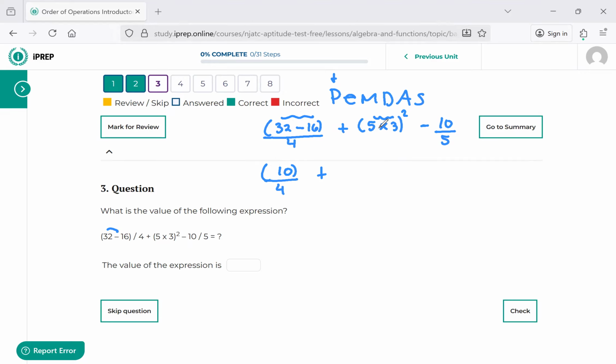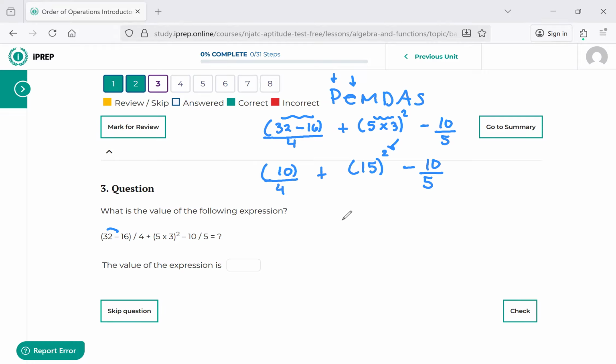And then over here, it's one order of operation, which is multiplication. What's 5 times 3? 15 squared minus 10 over 5. Okay, what do I do next? So next step, we did the parentheses. Do we have an exponent? Yes. We have one exponent, which is 15 squared, which we could do in our head.